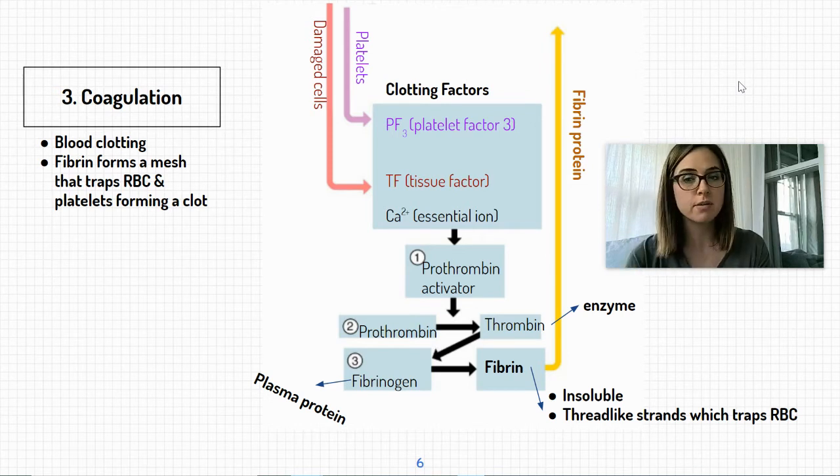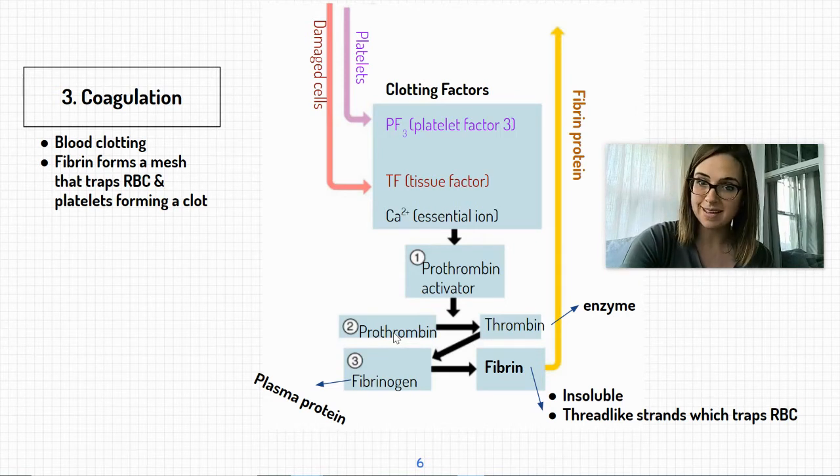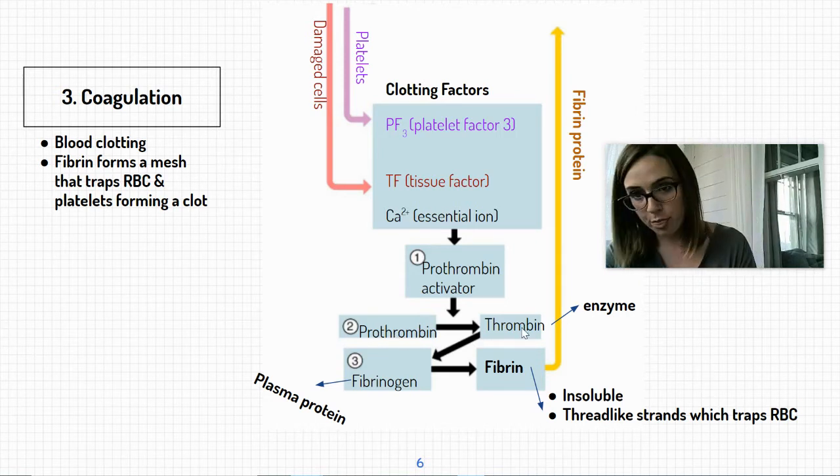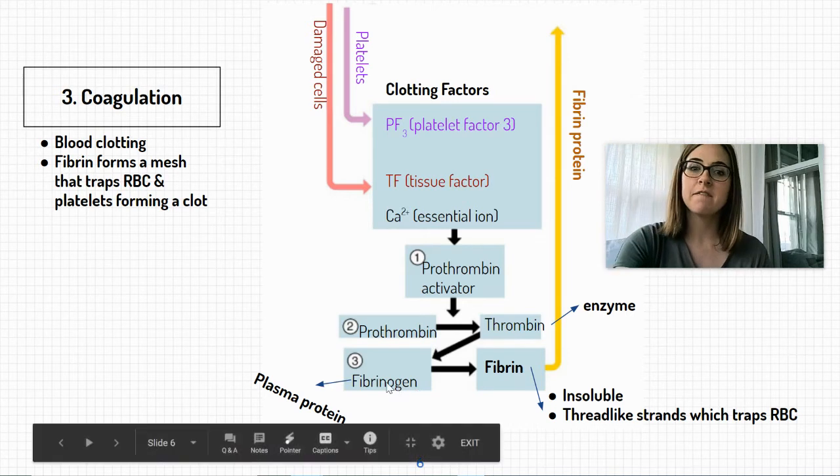Okay? If you follow the arrows on this chart here, the assignment's pretty easy. You get a paragraph and you have to fill in the blanks. So because of the damaged cells, the platelets and damaged cells release clotting factors along with calcium. They initiate the process where prothrombin activator stimulates prothrombin to stimulate thrombin to stimulate fibrinogen to make fibrin.